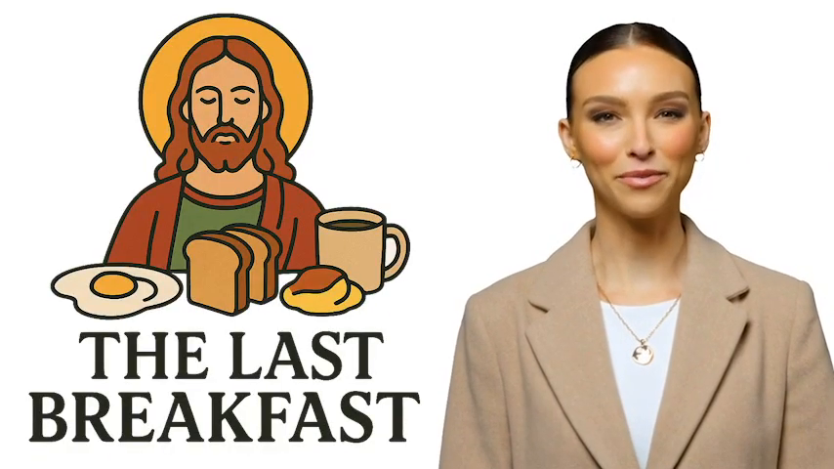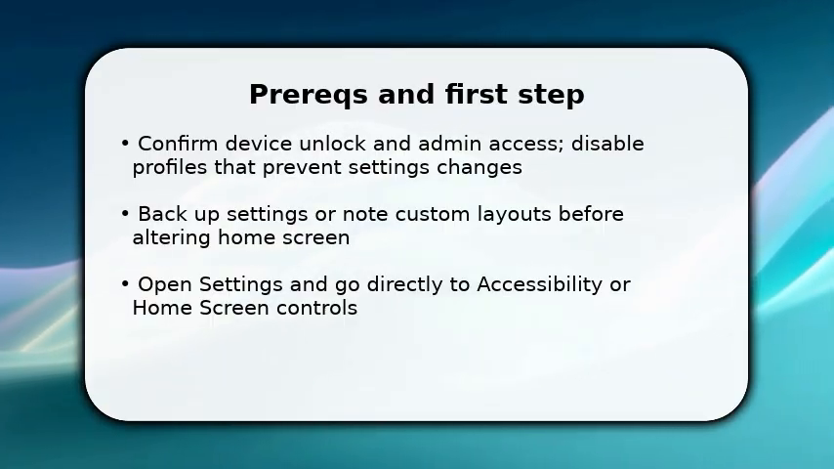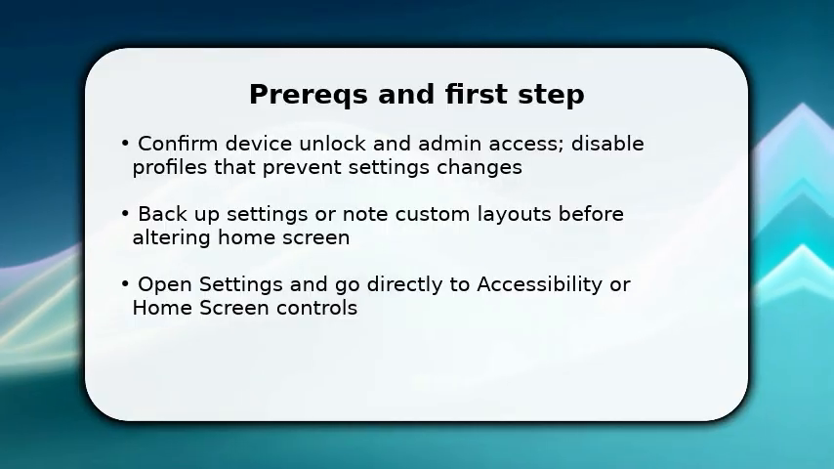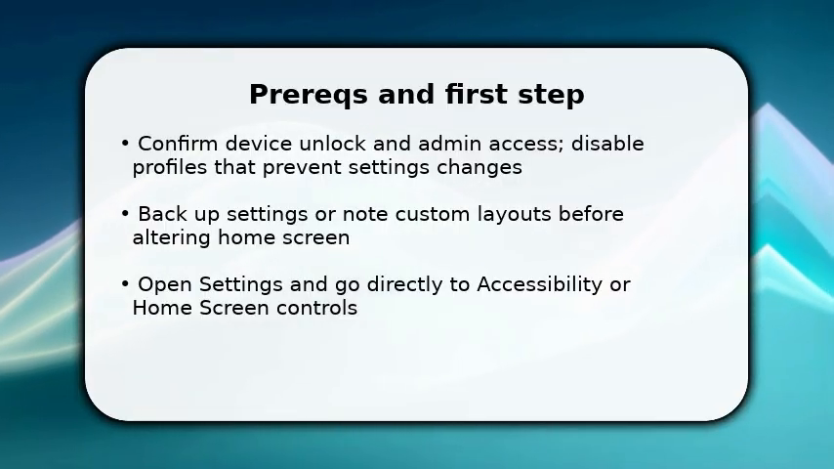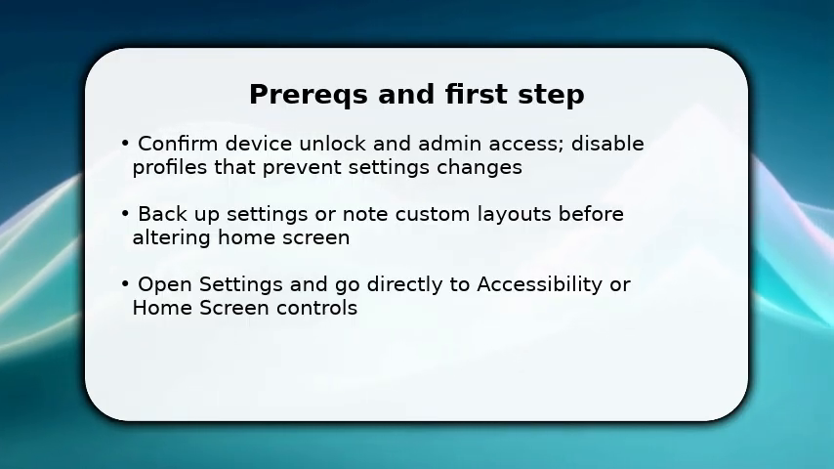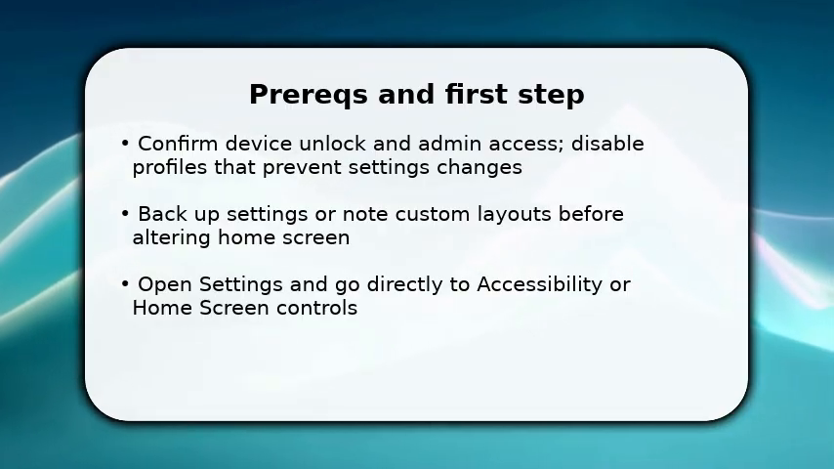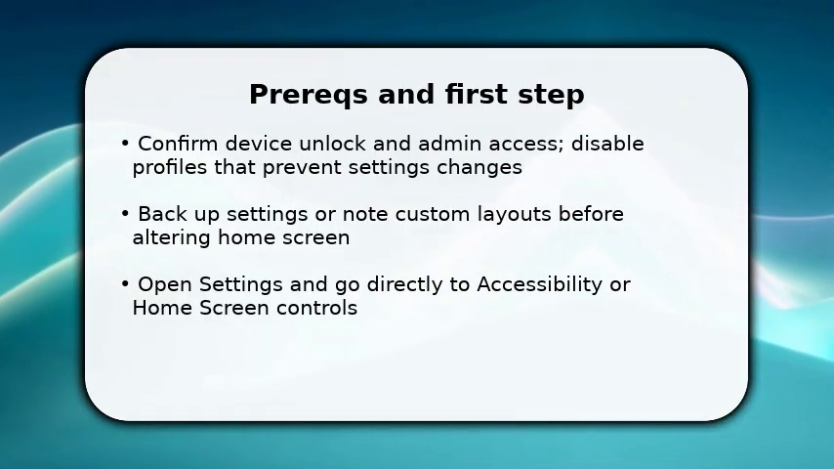Please enjoy the video. You're starting immediately. Ensure you're signed in and have permission to change settings and back up any custom layout. Once done, open Settings and navigate to Accessibility. This is where the persistent home screen button is usually enabled. Make sure to skip needless steps and locate the specific touch or assistive touch entry. You want to act now.